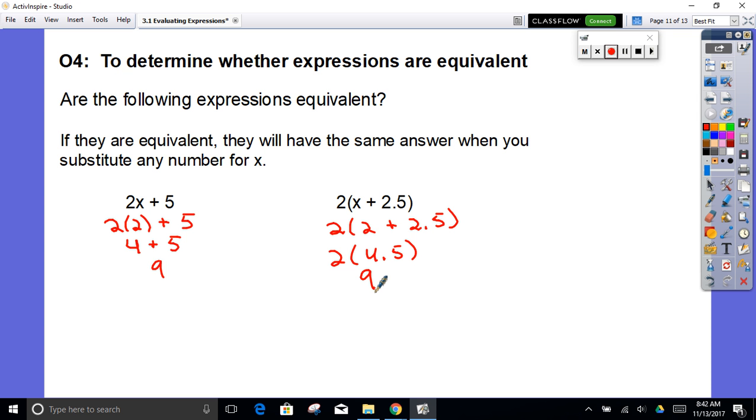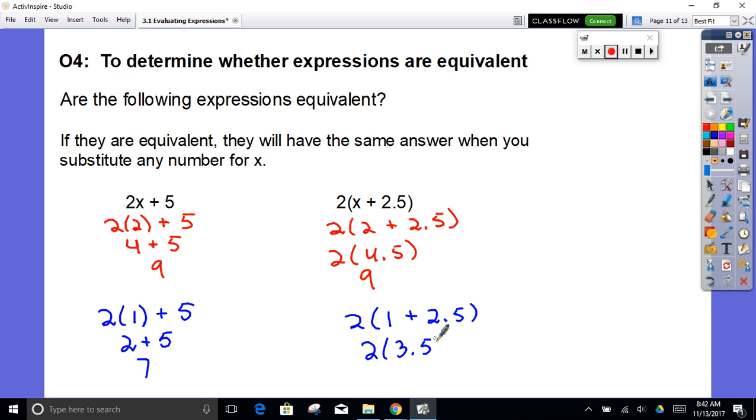My favorite number to use if I'm checking to see if expressions are equivalent is the number 1, because it's usually the easiest. So if I used 1, I would have 2 times 1 plus 5, which is just 2 plus 5, which is 7. Usually if I use 1, I can just do it in my head. And then for this one, 2 times 1 plus 2.5 is 2 times 3.5, and that's 7. So no matter what number you put in for x, you are going to get the same answer every time.